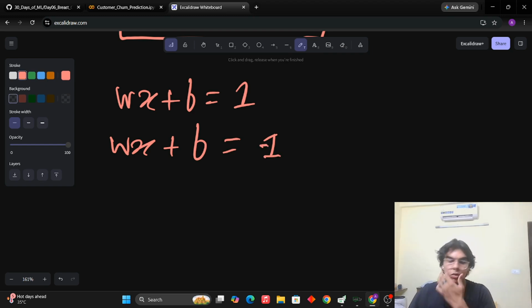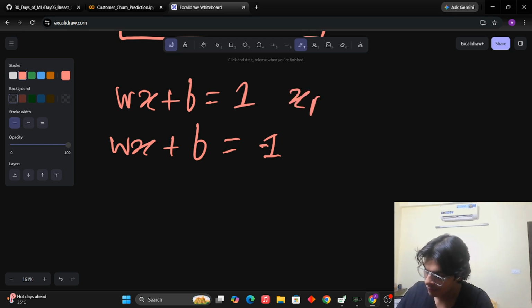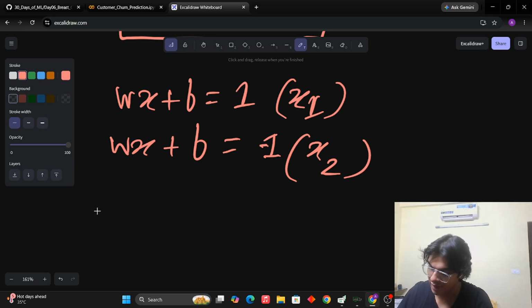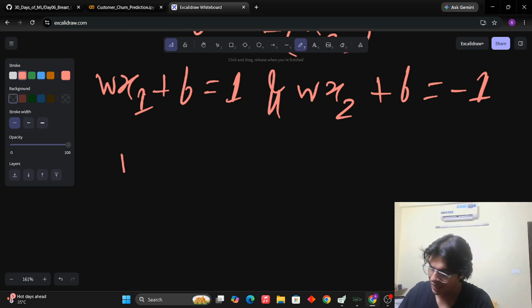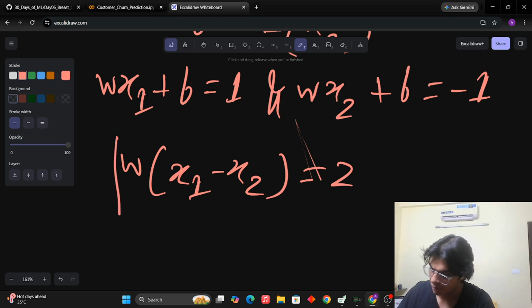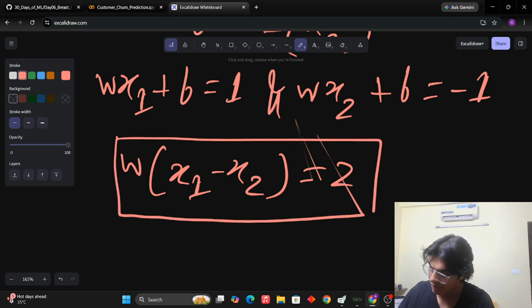Okay, simple equations, quick. So now let's imagine there is a point x1 on this line and a different point x2 on this line. So we plug in the values of x1 and x2 in these lines to get wx1 plus b is equal to 1 and wx2 plus b is equal to minus 1. Okay. Now upon subtracting these two equations, we can get something like w(x1 minus x2) is equal to 2. Okay. This is a very important result and we keep that.